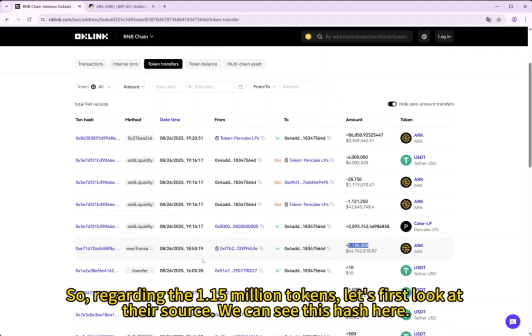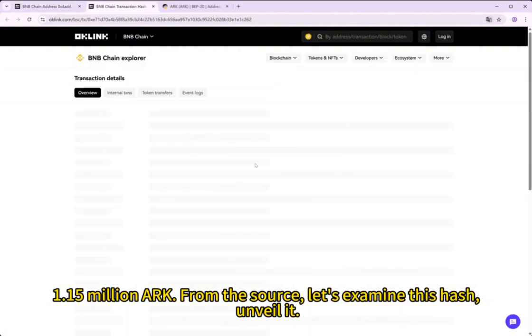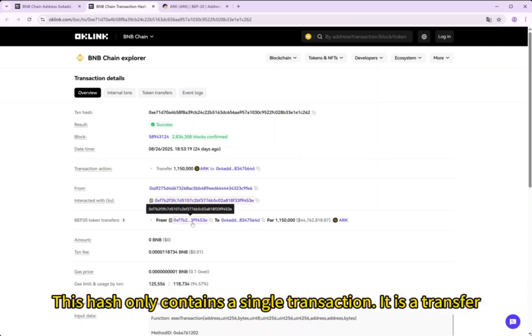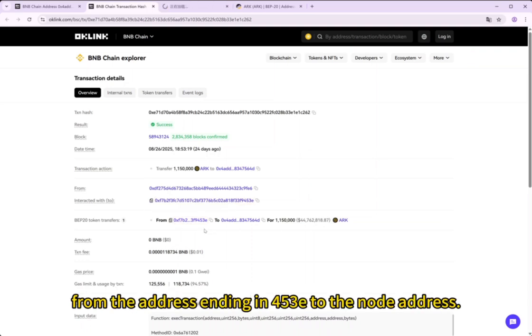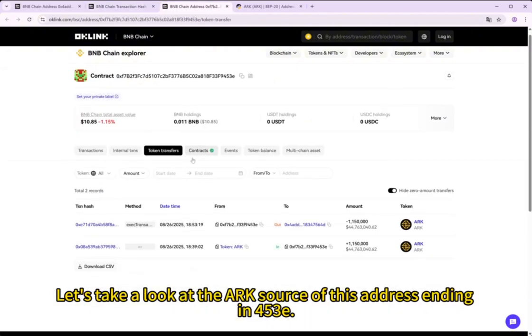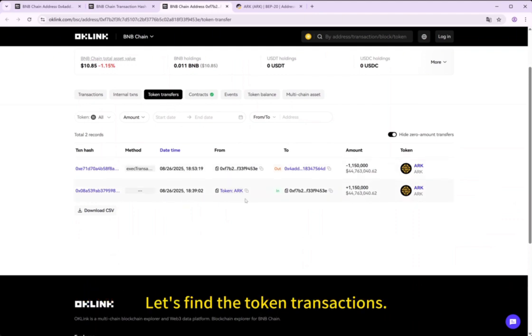We can see this hash here, 1.15 million ARK. From the source, let's examine this hash, unveil it. This hash only contains a single transaction. It is a transfer from the address ending in 453E to the node address. Let's take a look at the ARK source of this address ending in 453E. Let's find the token transactions.